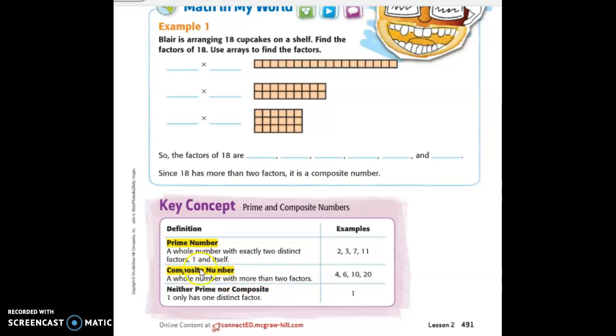So examples of composite numbers are going to be all the even numbers because they're also divisible by 2: 4, 6, 10, 20, etc. Prime numbers: 2, 3, 7, 11 are some examples. 1 is the only number that is neither prime nor composite because it doesn't have 2 factors, it has only 1.